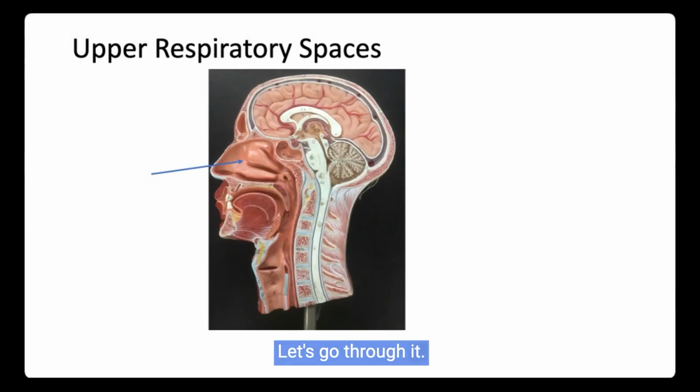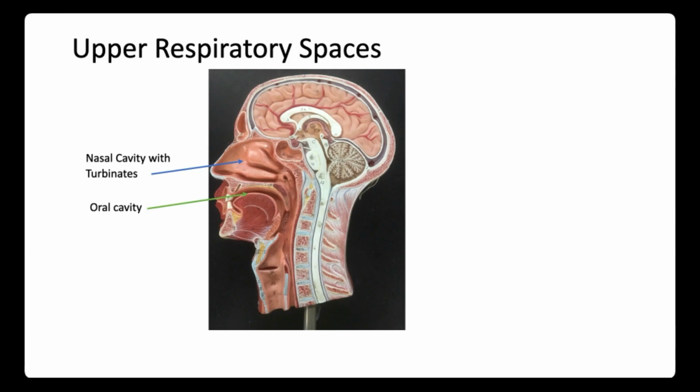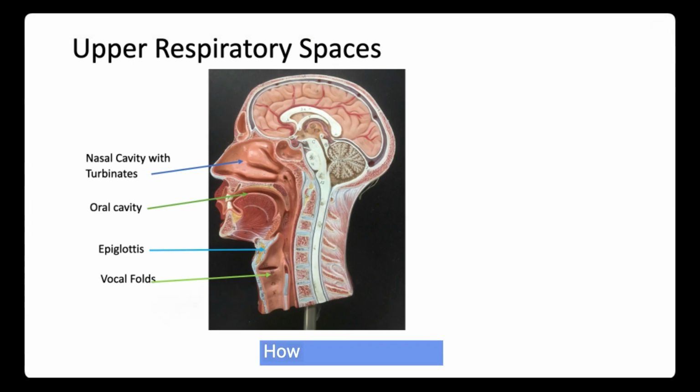Let's go through it right here. What is this? That's right. That's the nasal cavity with turbinates. How about here? Right on. Oral cavity. Here. That's right. Epiglottis. How about here? That's right. Vocal folds. How about right here?